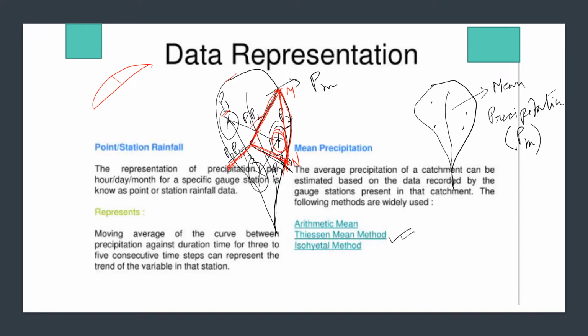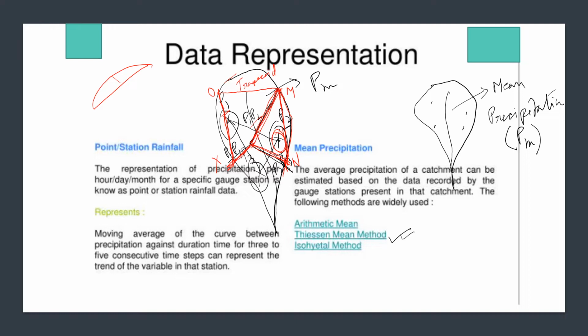Similarly, for this, here we have to draw a polygon, and from M to O, and from O to, let it be X. This is creating a polygon, and you can represent it as a trapezoid. Not exactly a trapezoid, but you can assume it as a trapezoid.